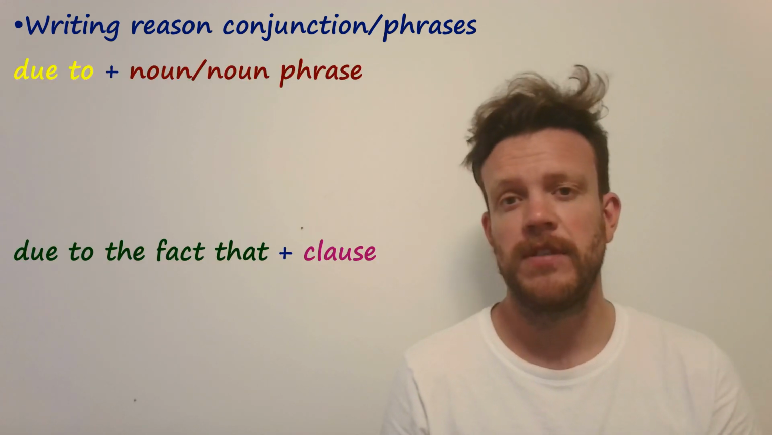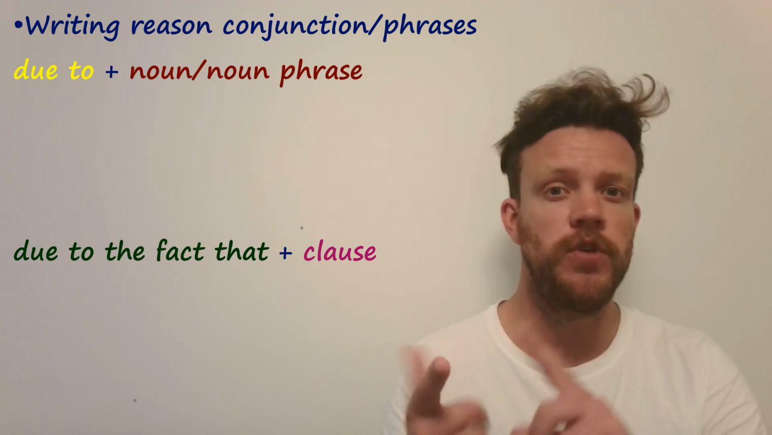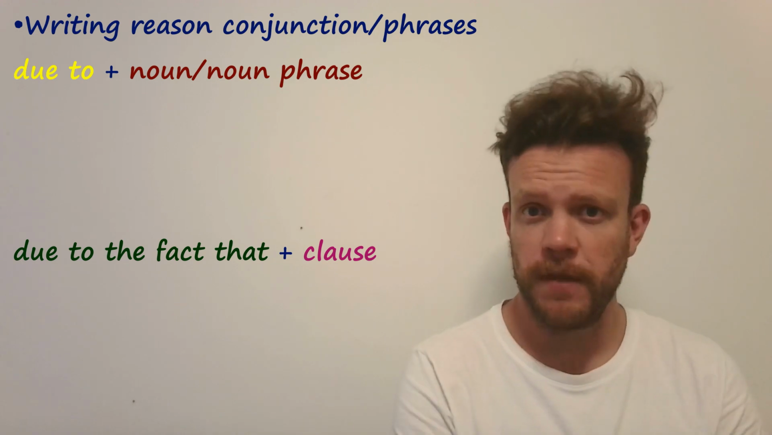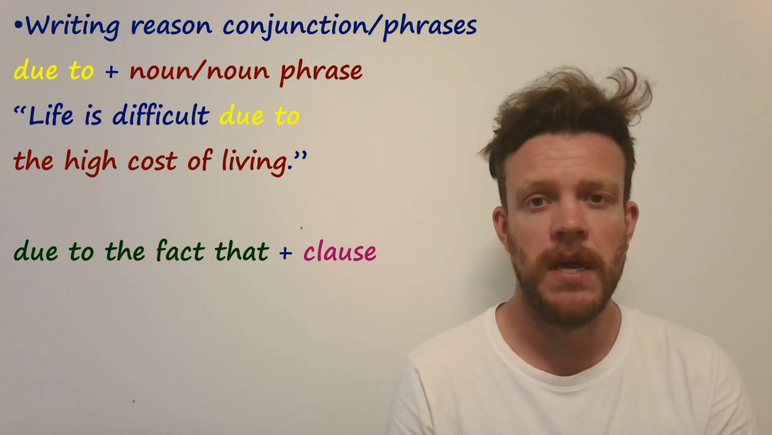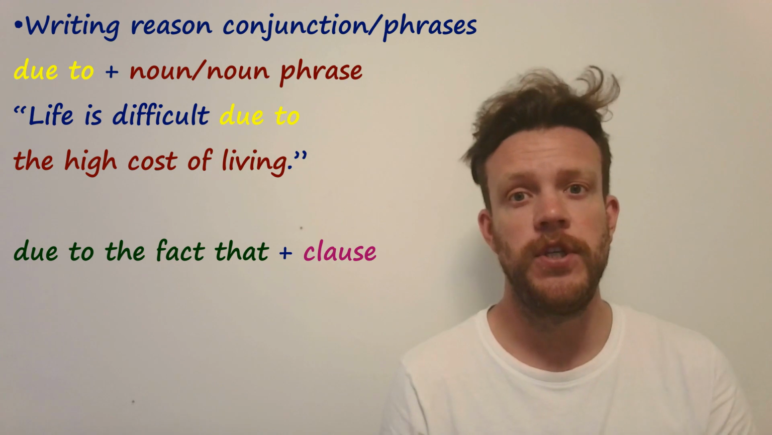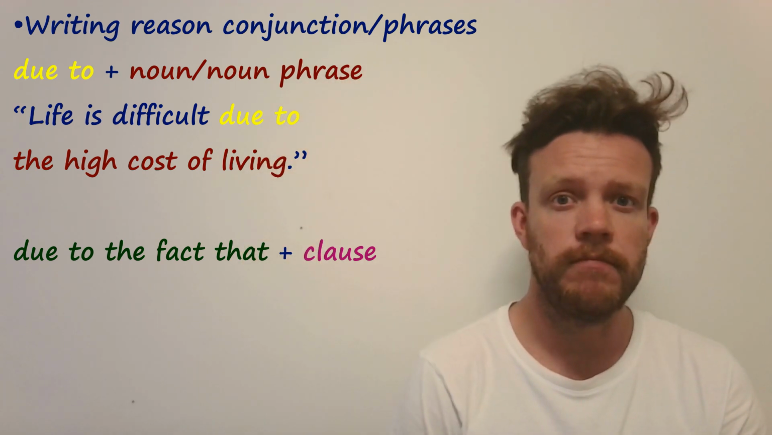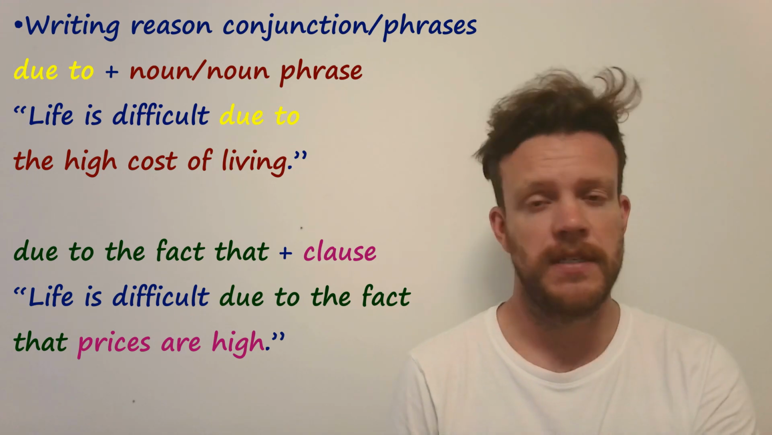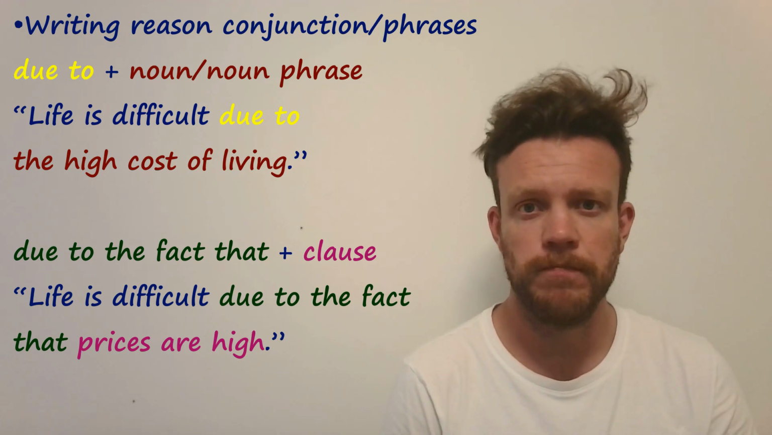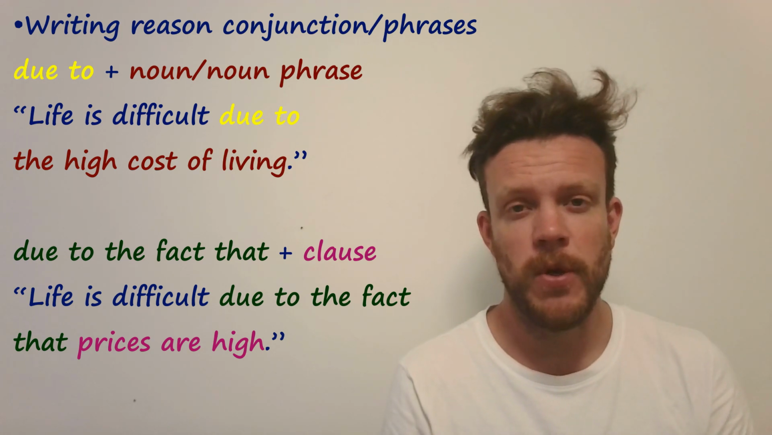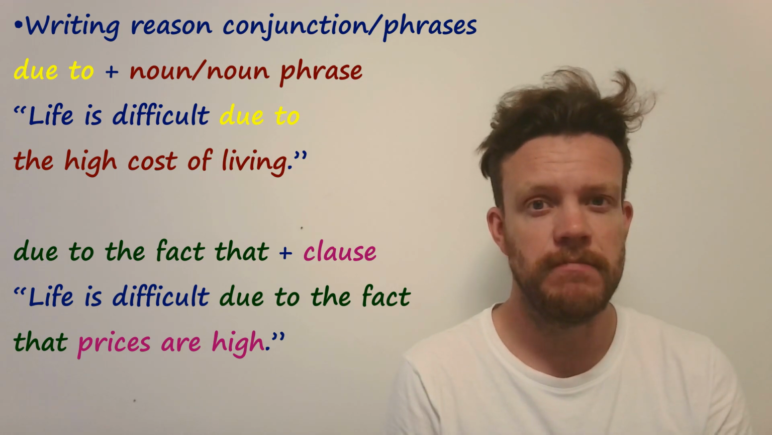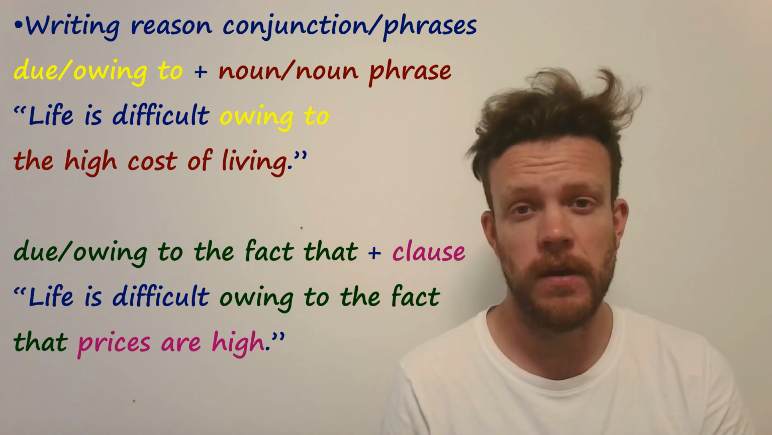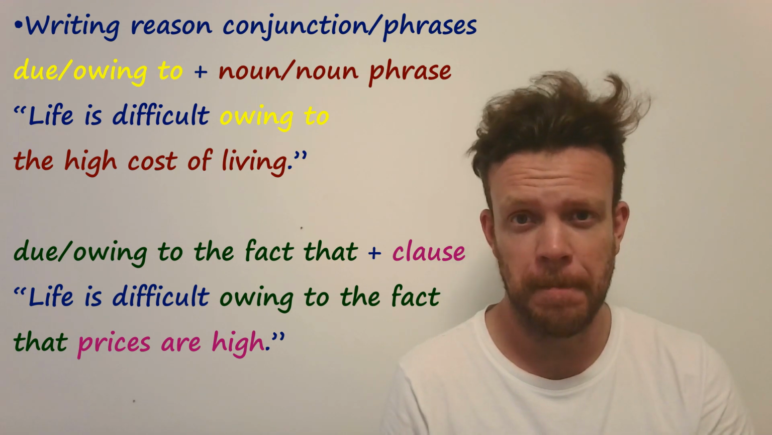First one, and I think the most important one, is just due to plus a noun or a noun phrase, or due to the fact that. So for example, life is difficult due to the high cost of living, or life is difficult due to the fact that prices are high, a full clause. And basically a direct synonym, although a bit more fancy, is owing to the fact that. You can write those, you'll make the examiner very happy.